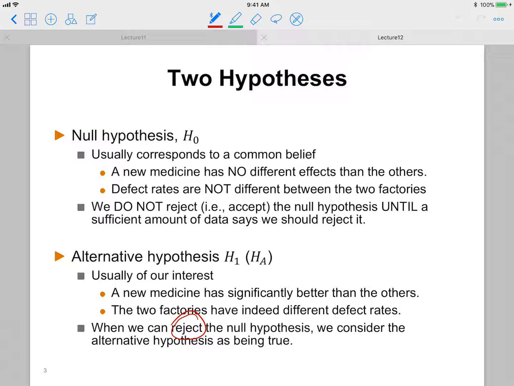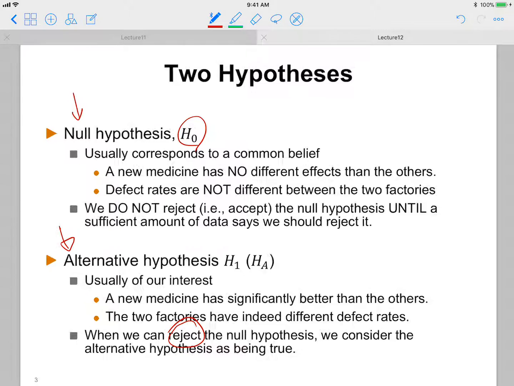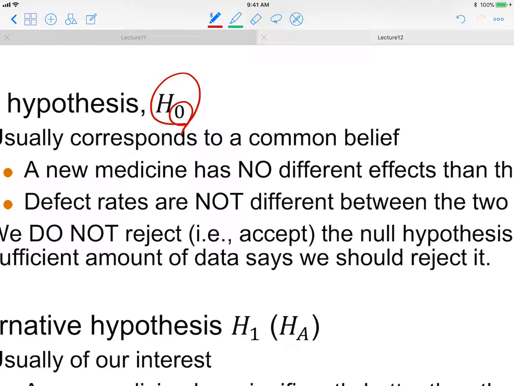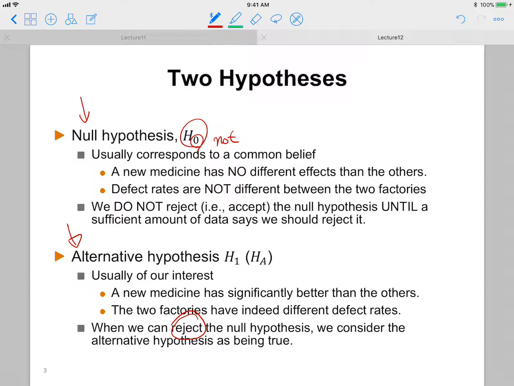Okay, and then let's look at these hypotheses in more detail. So we consider this null hypothesis and the alternative hypothesis, and the mathematical notation is H0, or it's called H naught. I don't know why it is called naught, but oftentimes when having zero as a superscript or a subscript, we just say it as naught. Anyways, that is null hypothesis, and another one is alternative hypothesis, and usually this null hypothesis corresponds to some common belief. Okay.